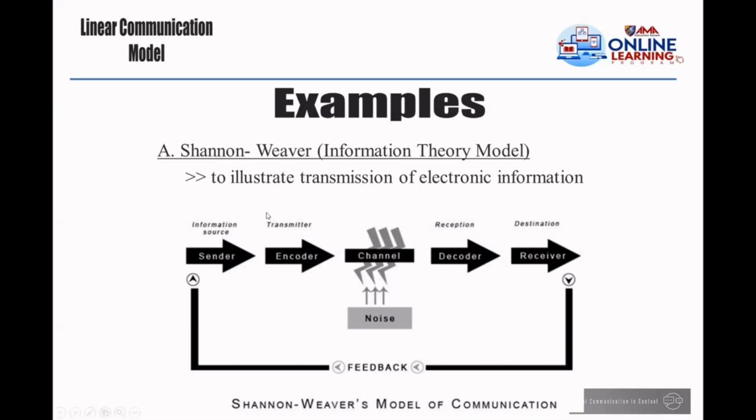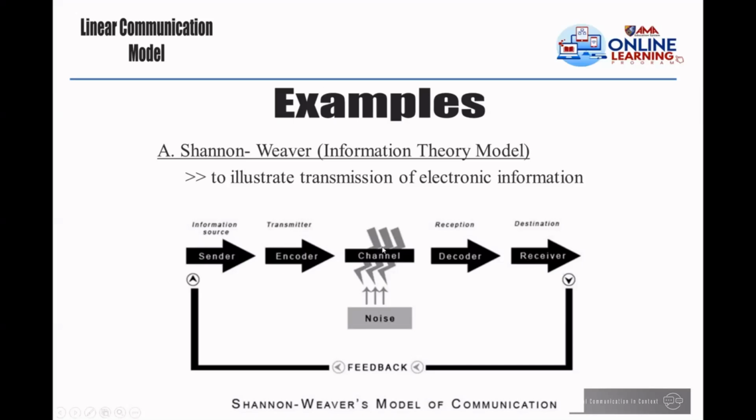Okay, what are the elements involved in the Shannon-Weaver information theory model? The sender, the encoder, the channel, the decoder, the receiver. The sender is the person or the information source. It could be the person. The transmitter is not a person. The encoder is the transmitter of the message.